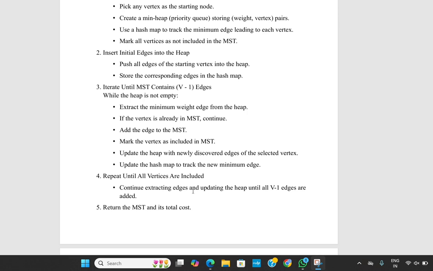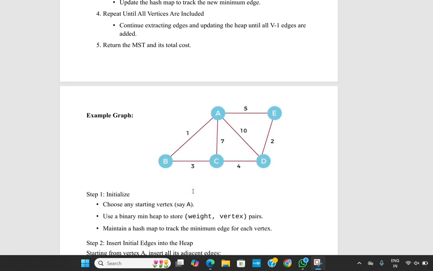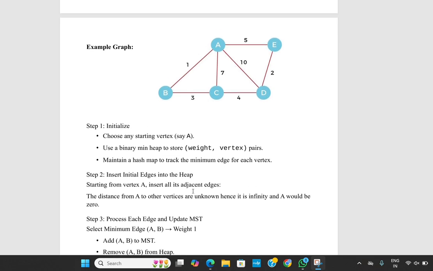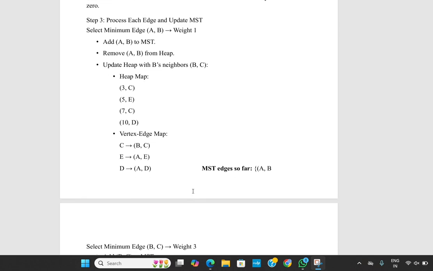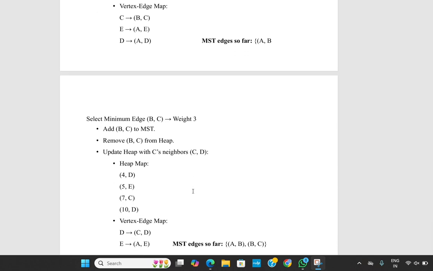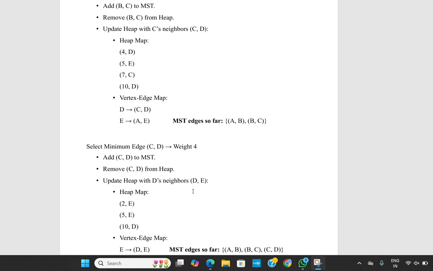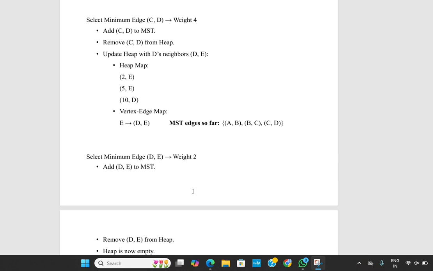For example, start at A. Pick A to B is 1, the smallest edge. Pick B to C is 3. Pick C to D is 4. And pick D to E is 2. The final MST has edges A to B, B to C, C to D and D to E, and the total cost is 10. And the time complexity is big O of E log V, since we use a priority queue.